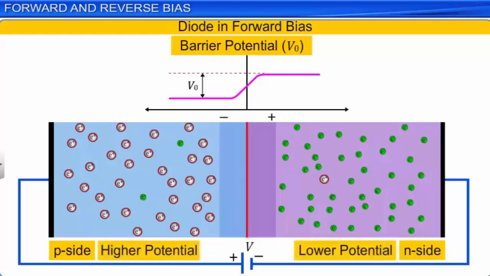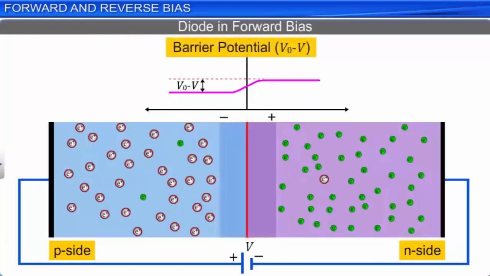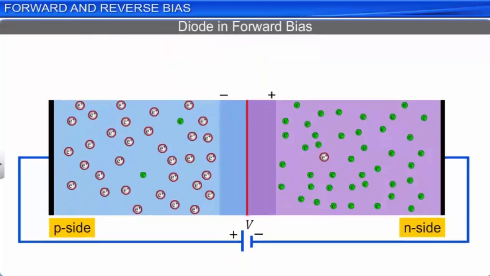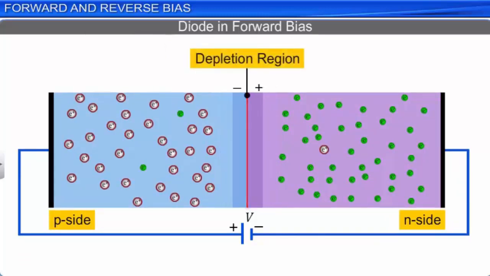Due to the forward bias connection, the barrier potential across the p-n junction decreases and becomes equal to the difference between the barrier potential V0 at equilibrium and the external applied voltage V. Also, when a diode is forward biased, the width of the depletion region around the p-n junction decreases. The lowering of the barrier potential and the decrease in the width of the depletion region leads to an increase in the diffusion of electrons from the n side to the p side.